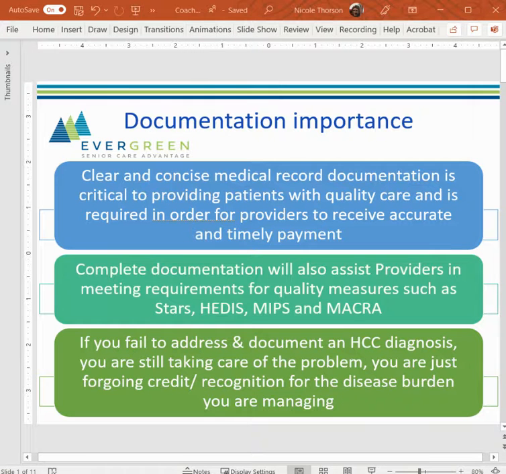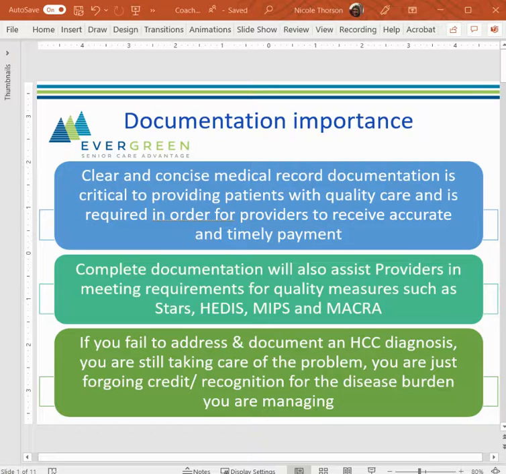We know that clear and concise medical record documentation is critical to providing patients with quality care and is required for providers to receive accurate and timely payments. Complete documentation will also assist providers in meeting requirements for quality measures such as STARS, HEDIS, MIPS, and MACRA.